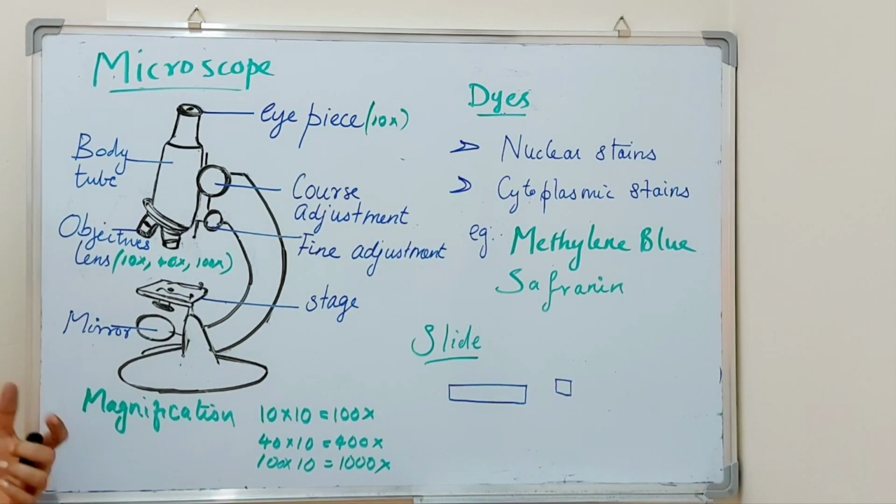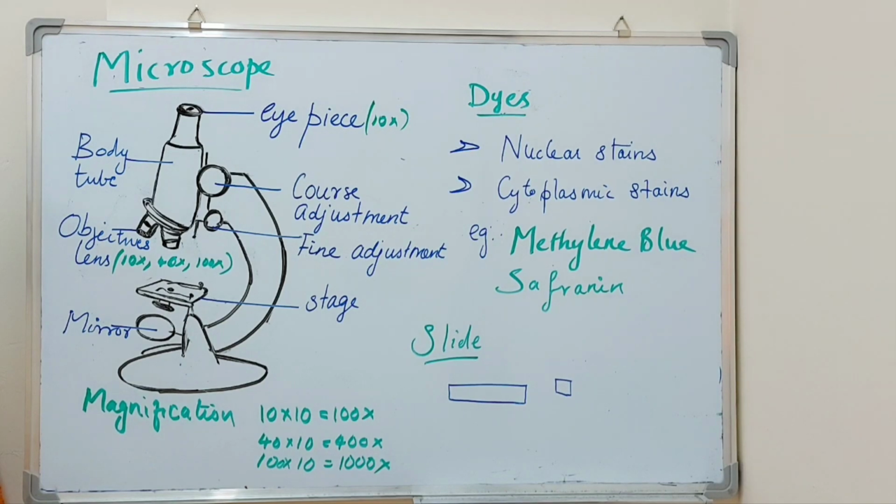So that much will be the extent of magnification produced by a microscope. In short, we can say that we are able to see a minute thing many times larger than its real size. So moving on to the next component, that is dyes, otherwise known as stains. Dyes or stains are also used for cell study.